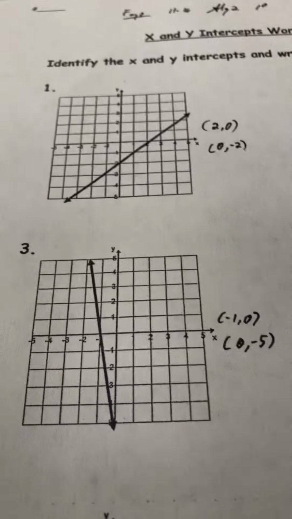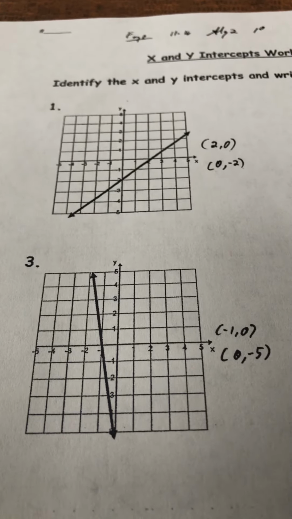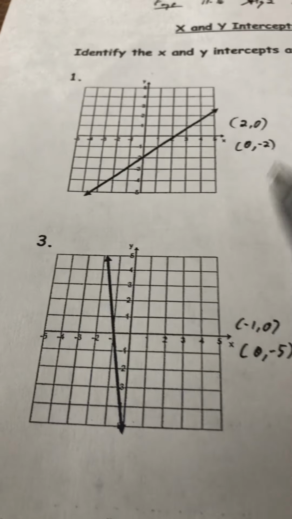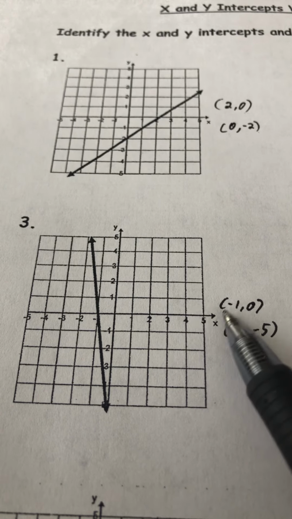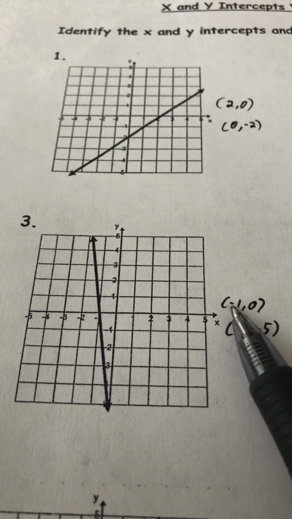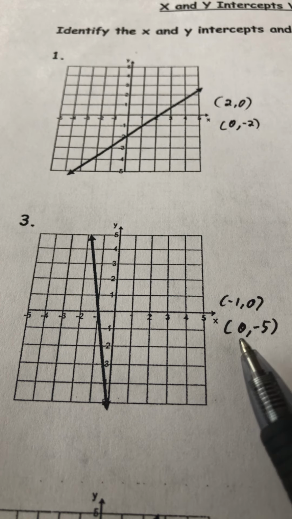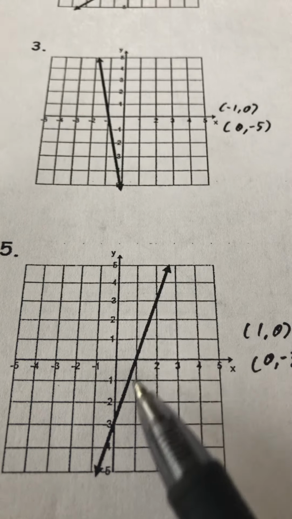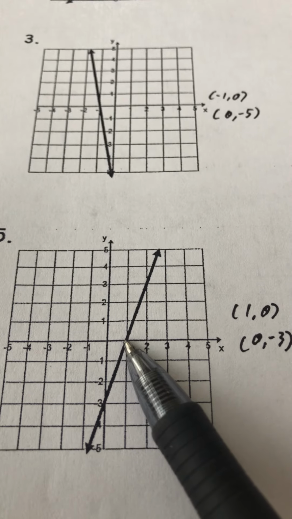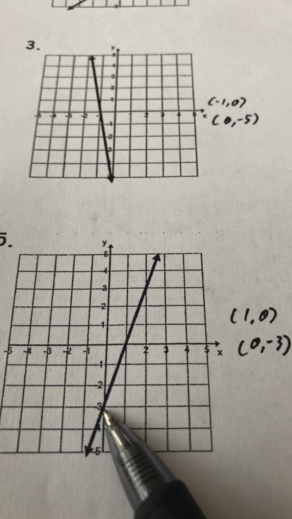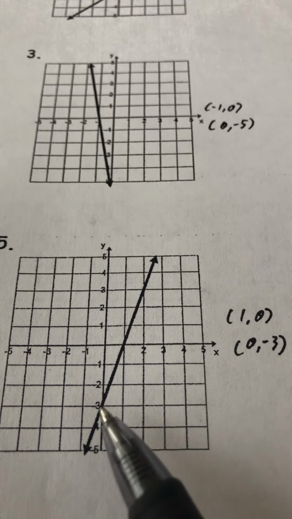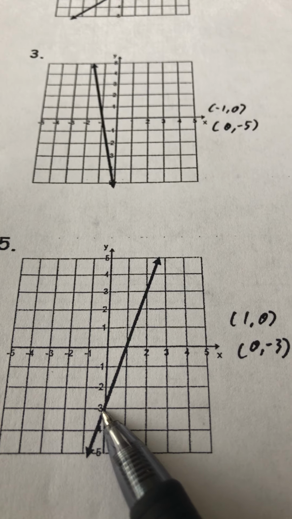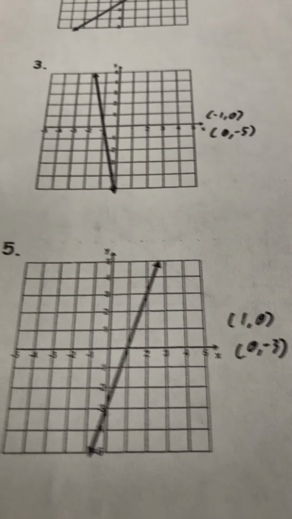Just taking a look at the odds, try the evens on your own. Go ahead and make mistakes. We learn from doing so. This one, the X-intercept is at -1, 0, and the Y-intercept is at 0, -5. For number 5, the X-intercept is at 1, 0, and the Y-intercept, where it crosses the Y-axis, is at 0, -3. Those are the coordinates.